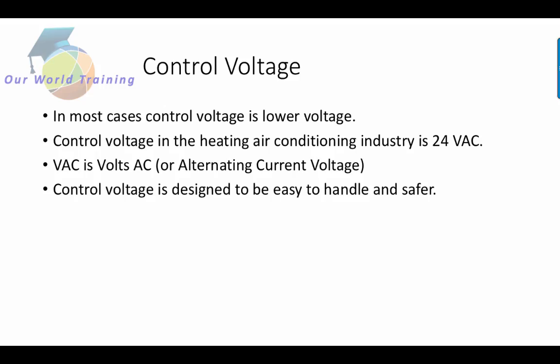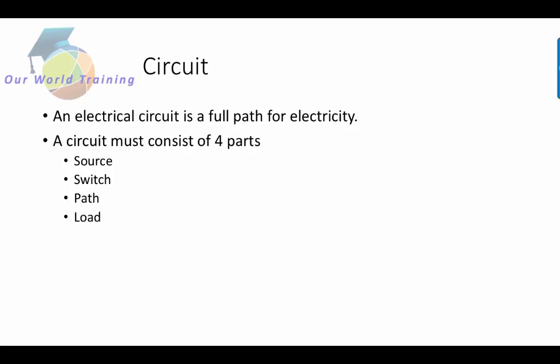Control voltage is a lower voltage. Control voltage in the HVAC industry is about 24 VAC. Now, when you measure it, it's going to be much closer to 26, but we'll get more into that when we talk about transformers. VAC is voltage AC, or alternating current voltage. Control voltage is designed to be easier and safer to handle.